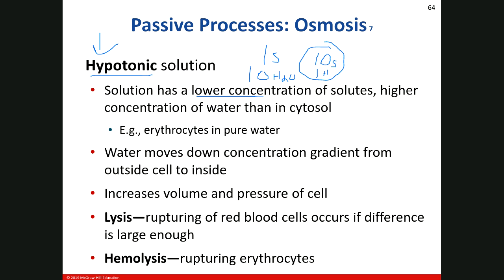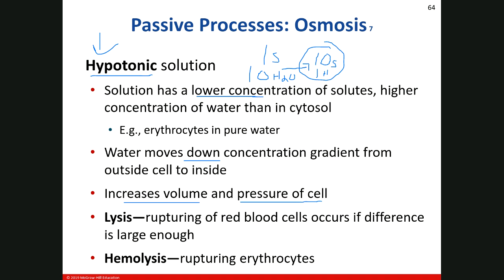It's going to go into the cell. Correct. So it's going to move down its concentration gradient, and so when it moves into the cell, it's going to make the cell bigger, and it's going to increase the pressure on the walls of the inside of the cell. So what's going to happen in the cell? It's going to expand. It's going to pop. Yeah, it'll expand and then pop.